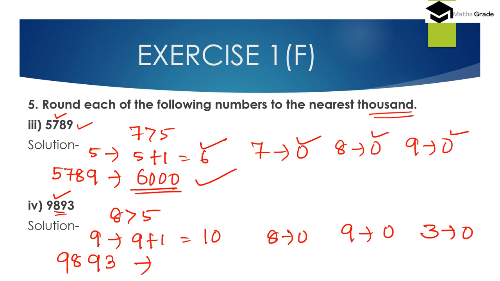Now 9893 rounded to the nearest 1000 is: this 9 changes to 10, 9 plus 1 is 10, and this 8 changes to 0, 9 changes to 0, 3 changes to 0. This is 10,000. So 5789 rounded to the nearest 1000 is 6000, and 9893 rounded to the nearest 1000 is 10,000.